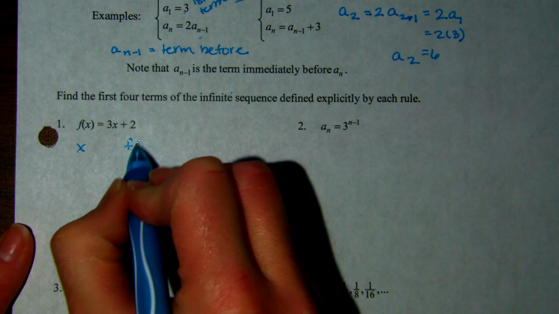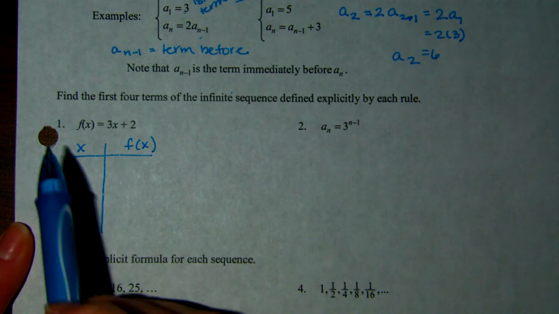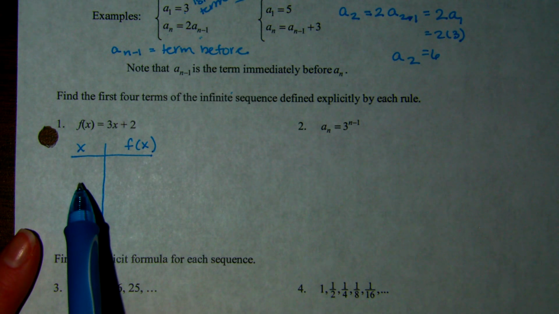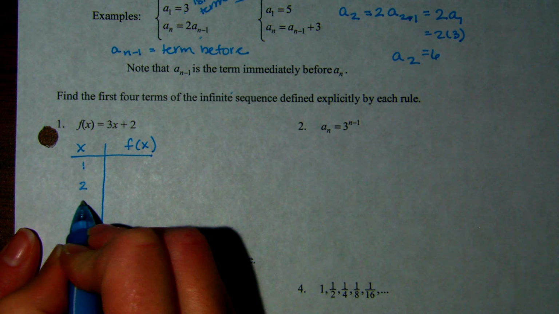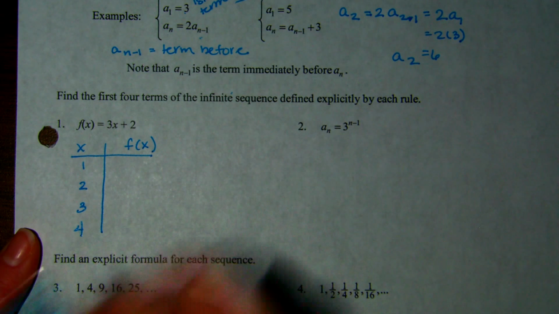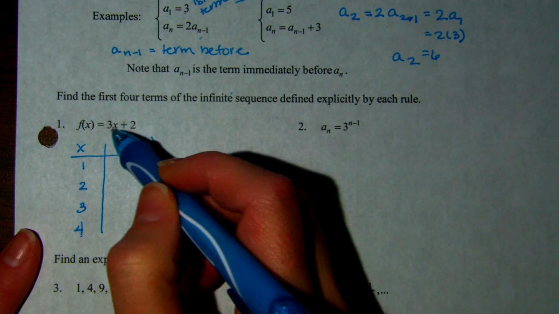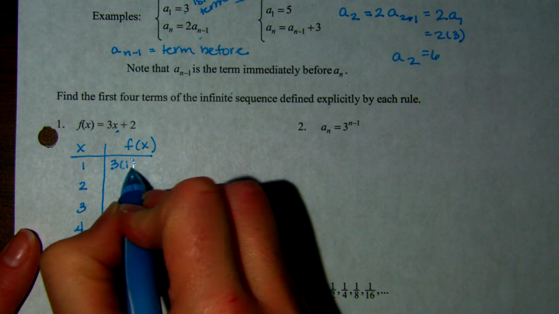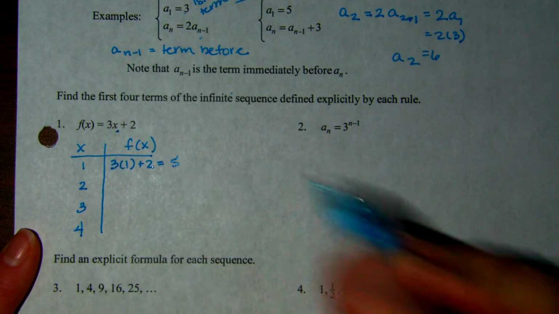There's x, and for us, it's f of x, because those are the variables I was given. And so if I'm looking for the first 4 terms, guys, we always start with 1. So our first 4 terms, our x values are going to be 1, 2, 3, and 4. And then what you do is you plug these numbers in right there for x. So this is 3 times 1 plus 2, which is 5.